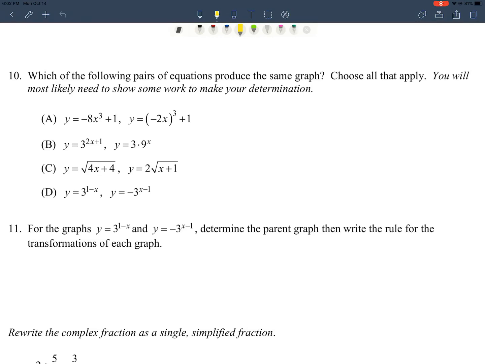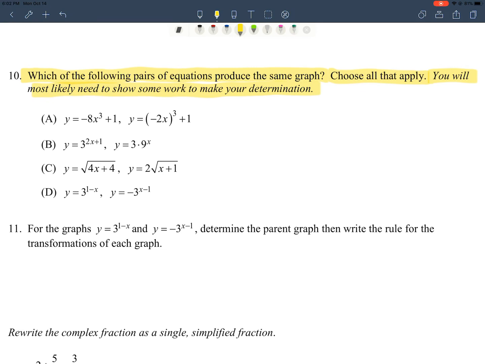Problem 10 from the Chapter 3 Quiz Review. Which of the following pairs of equations produce the same graph? Choose all that apply. It says you will most likely need to show some work to make your determination. Right, so we're not going to just be able to take all of these and plug them in on the calculator and look at the graphs. So we need to be able to figure this out otherwise.